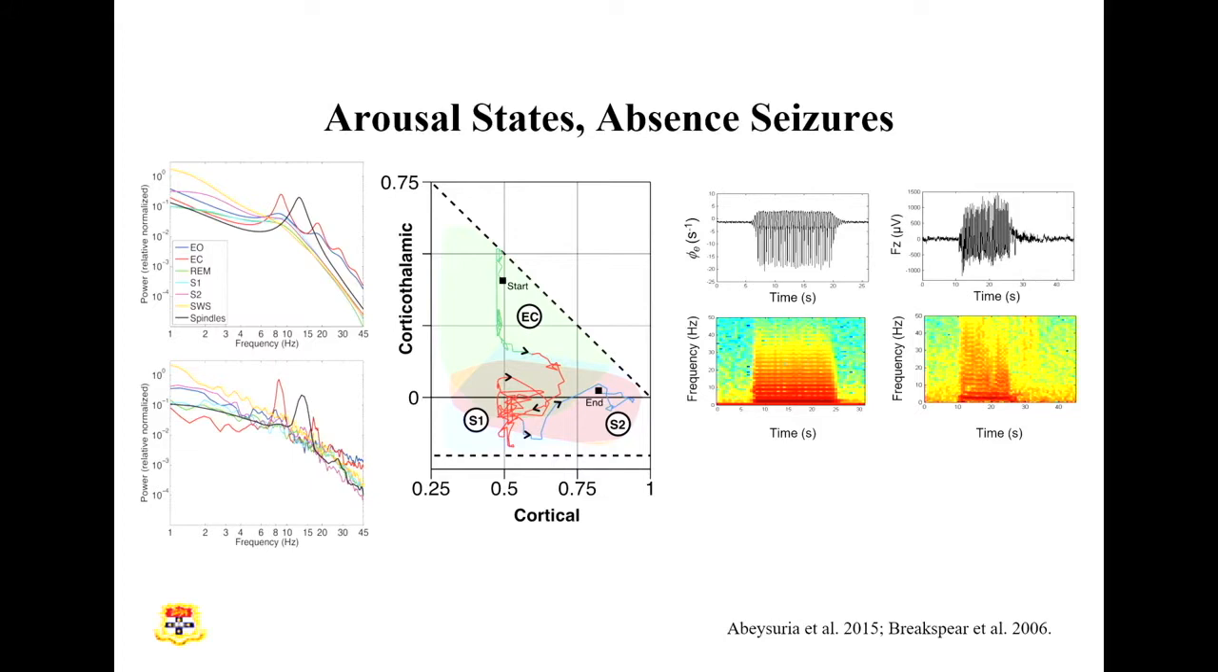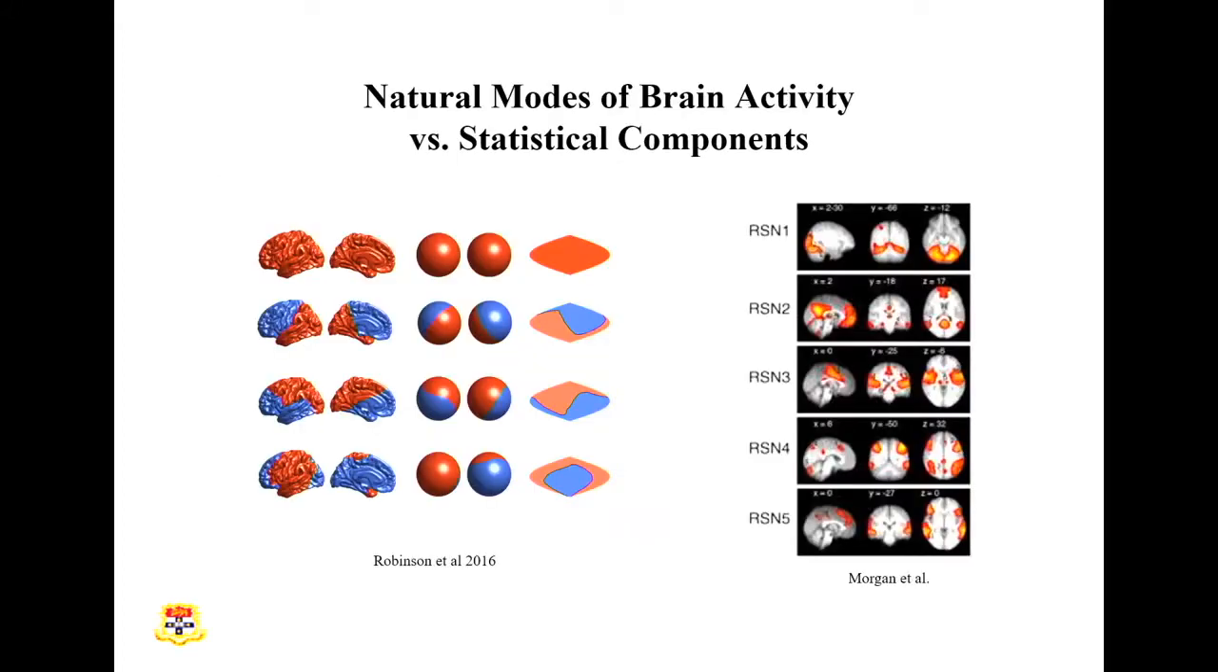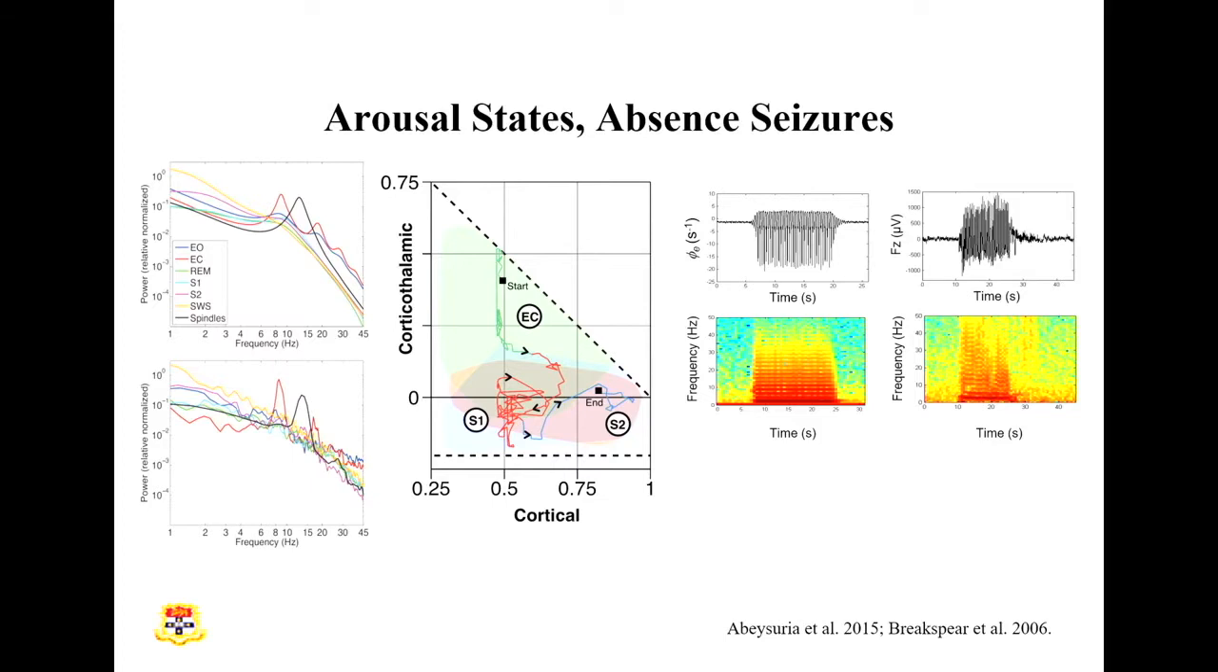We can also look at different states. So in this example, we've got states of arousal. Here are some data, and these are from different states: eyes open, eyes closed, waking, REM sleep, sleep stage 1, 2, slow wave sleep, which is the deepest, and spindle state, which is when you generate those 15 hertz oscillations. And we see here in the simulations or in the calculations that we can match these features pretty well.